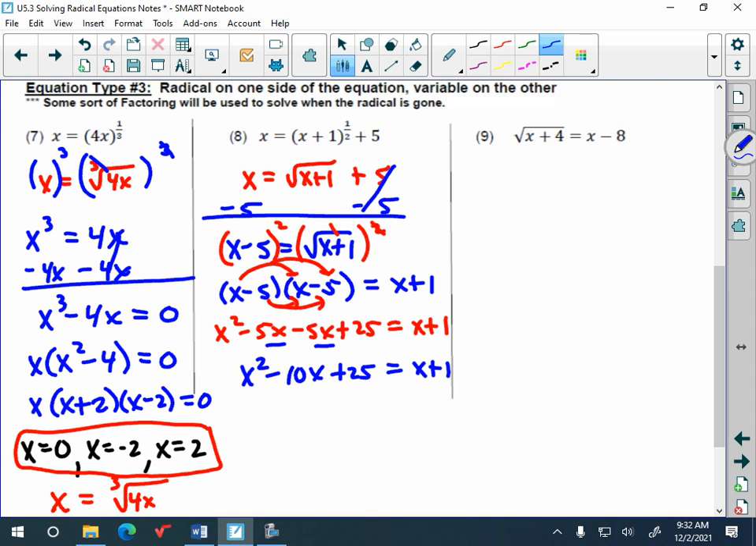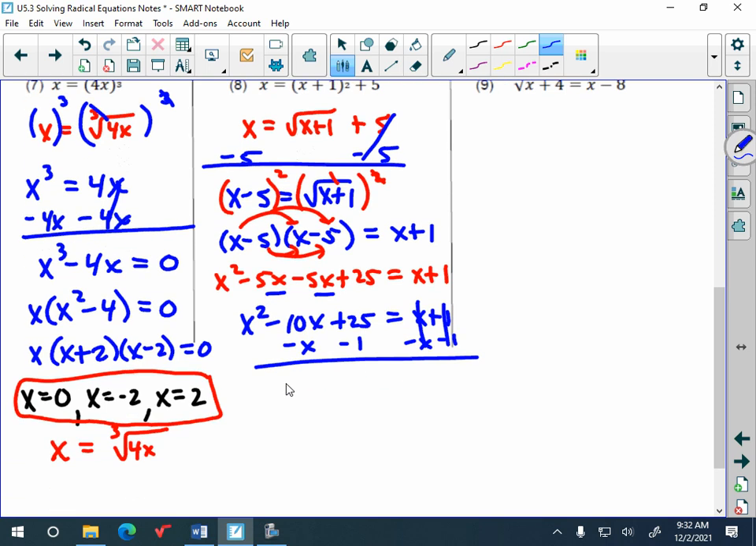All right, again, because there's an x squared in this problem, this is where the factoring has to occur. But we can't factor unless it's equal to 0. So we're going to subtract the x over and subtract the 1 over. All right, so I get x squared minus 11x plus 24 equals 0. Now I have a trinomial, 3 terms, I can use the x method for factoring.